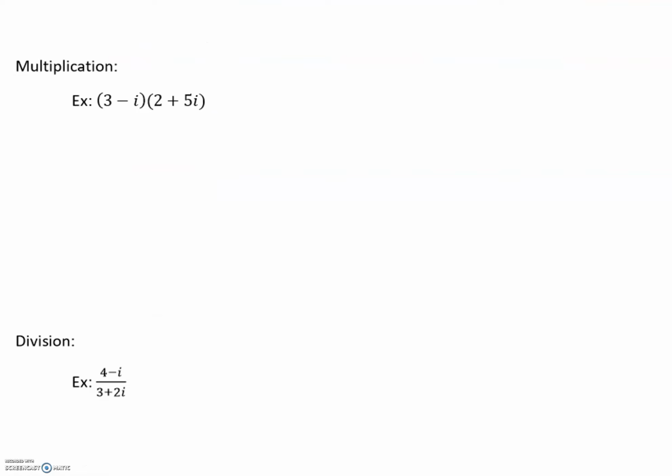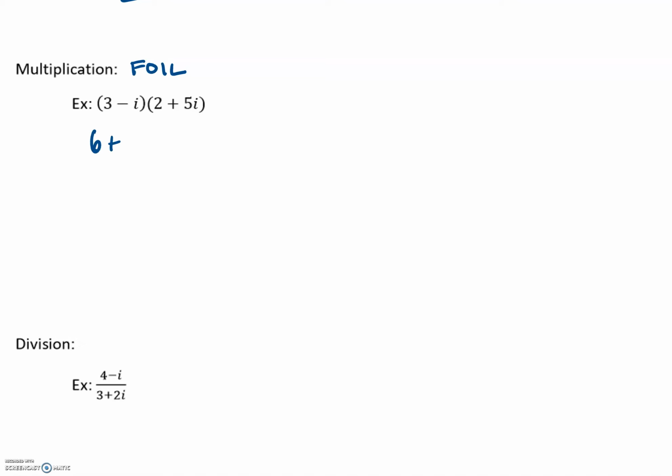Now when I multiply two complex numbers, see how they look like binomials. Well, how do we multiply two binomials? All we are going to use is FOIL. So to multiply two binomials together, to multiply two complex numbers together, all we're going to use is FOIL. So if I FOIL, I multiply my first two terms together, I get 6. Multiply my outside, I get plus 15i. Multiply my inside, I get -2i. Multiply my last terms, I get -5i squared.